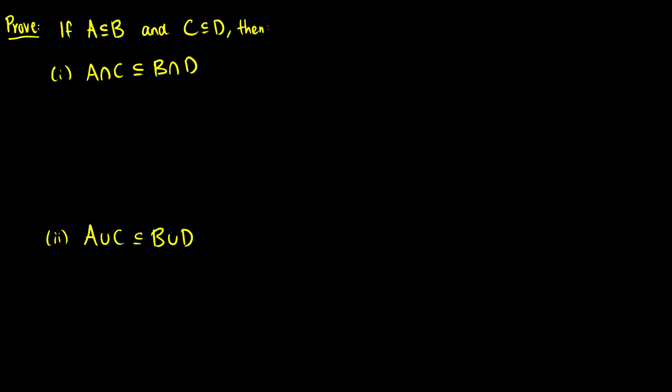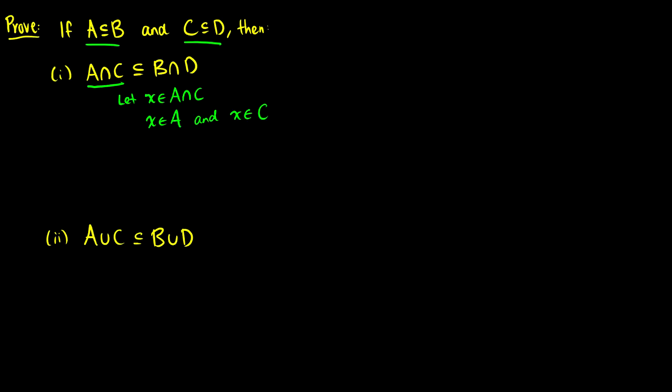So what do we do here? First, we're assuming these things, so we can use this information: A is a subset of B and C is a subset of D. And our first assumption is going to be that some element is in A intersection C. So we're going to say, let X be in A intersection C. So what does this mean in English terms? This means that X is in A and X is in C, and this is just by definition.